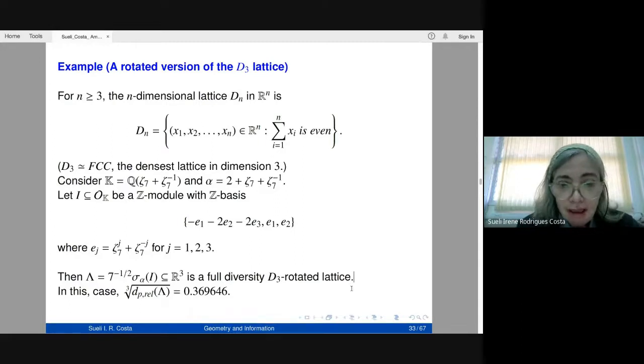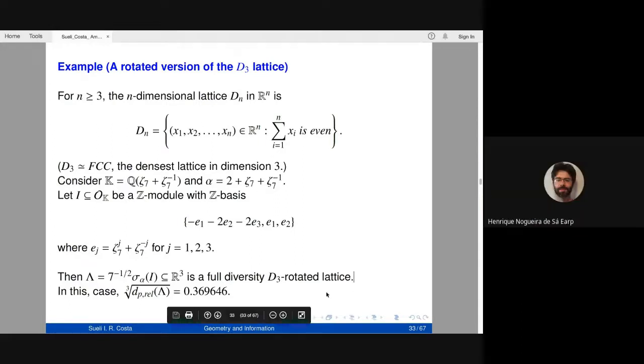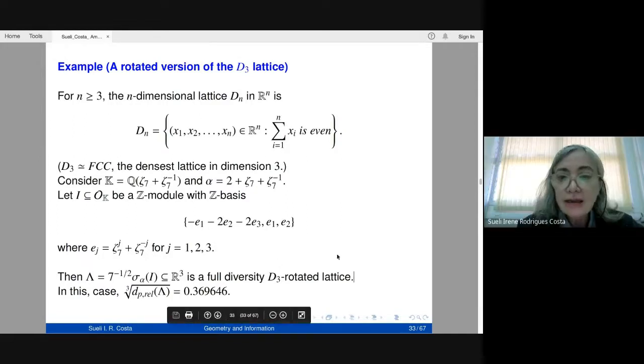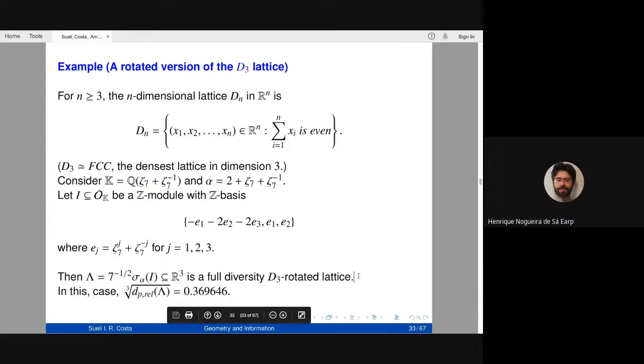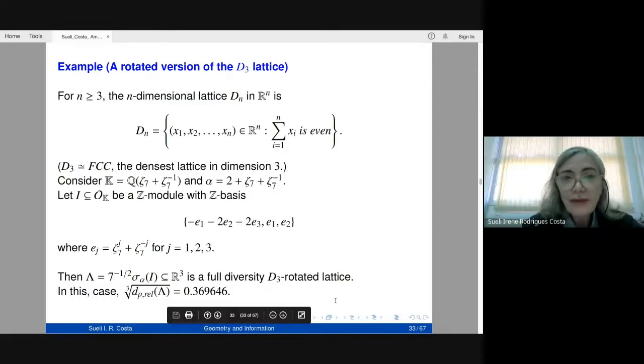What? Say it again. What is zeta 7? Is it the cyclotomic root? What is zeta 7? Yeah, exactly. Yeah, it's the seventh cyclotomic root. Yeah, exactly. Cool. Okay.